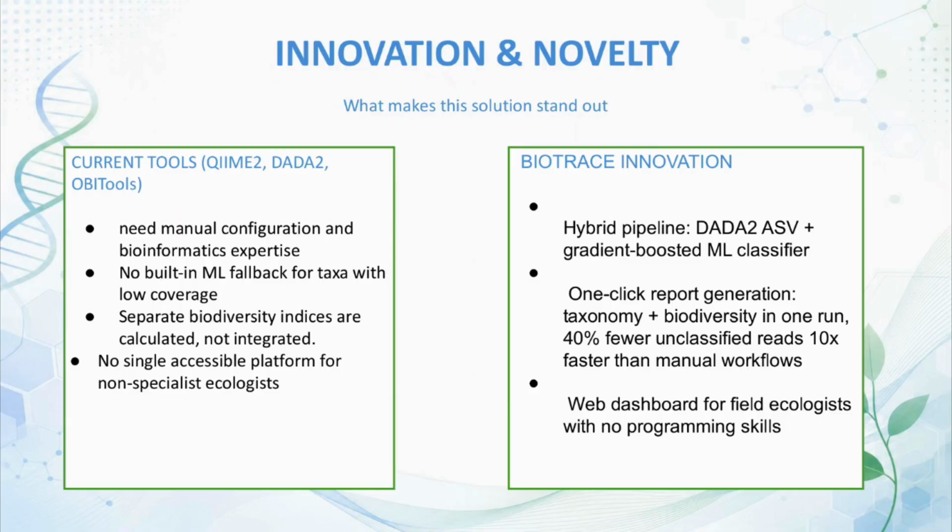We are the first to combine DADA2 with a gradient boosted ML classifier. This cuts the number of unidentified species by nearly 40%. While manual workflows take weeks, Biotrace delivers a complete taxonomy and biodiversity report in a single run, making it around 10 times faster. We have created an intuitive web dashboard.